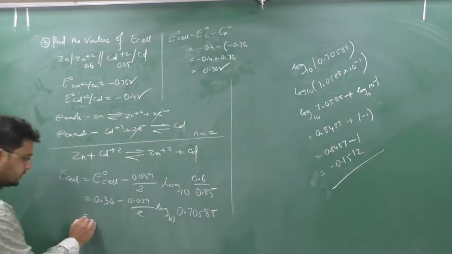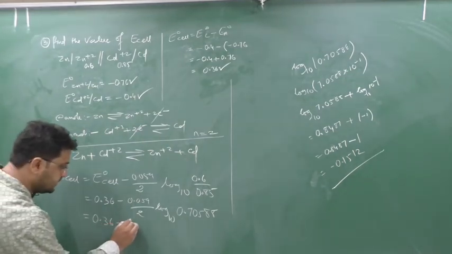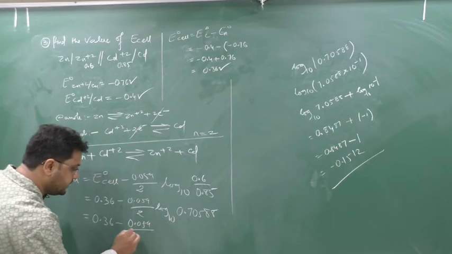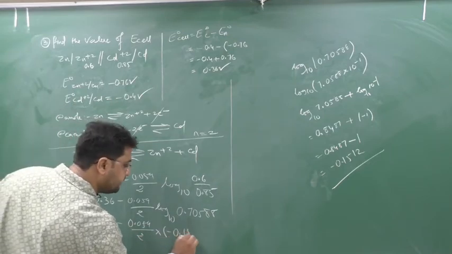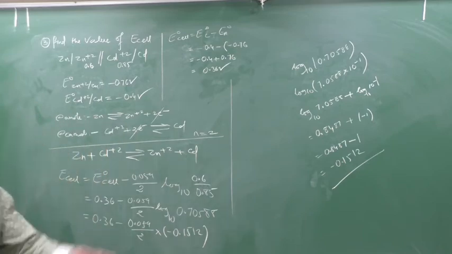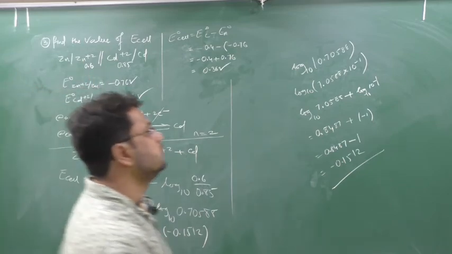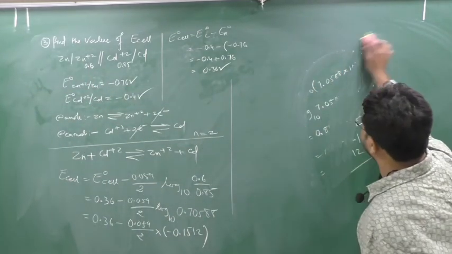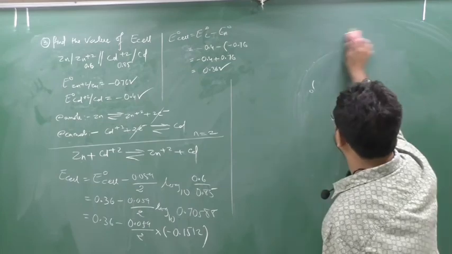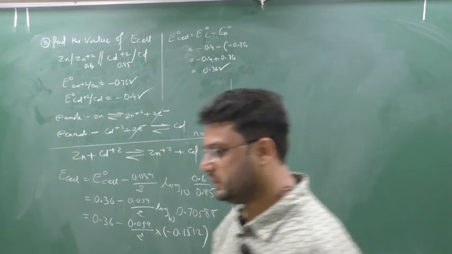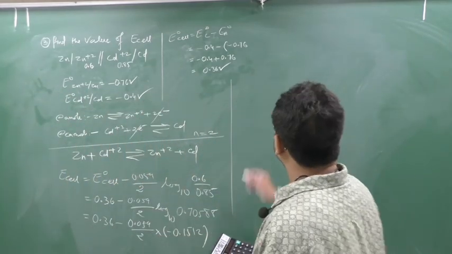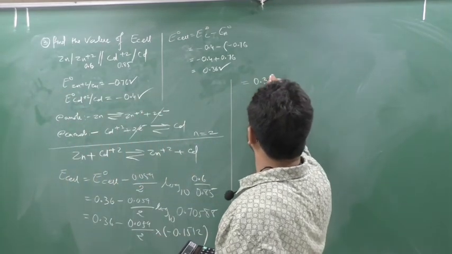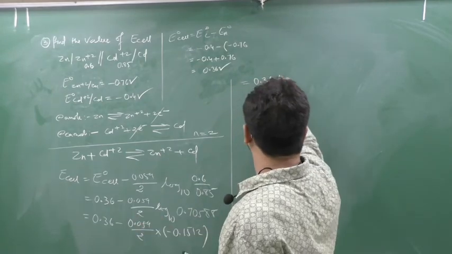This you should know. So 0.36 minus 0.059 by 2 into minus 0.1512. Please copy out. Or when you come to the school, I will take 2-3 classes for log. Don't worry. Clear? If I start here, log means nearly 3 classes are required. So the answer is 0.36. Minus minus plus will come here.